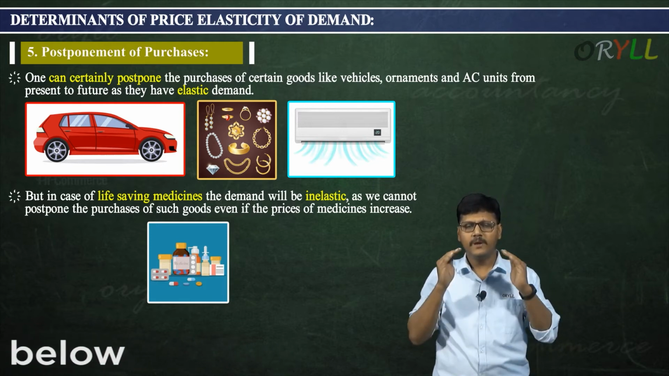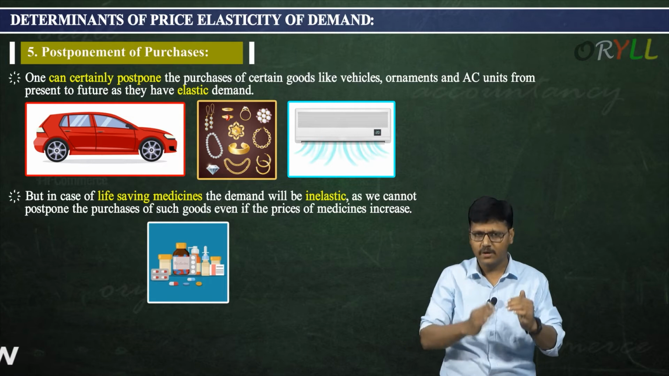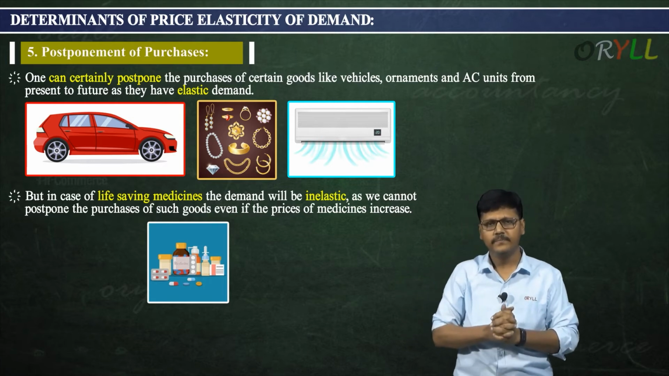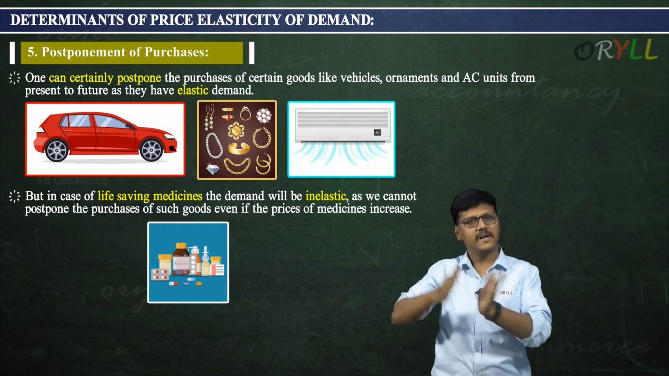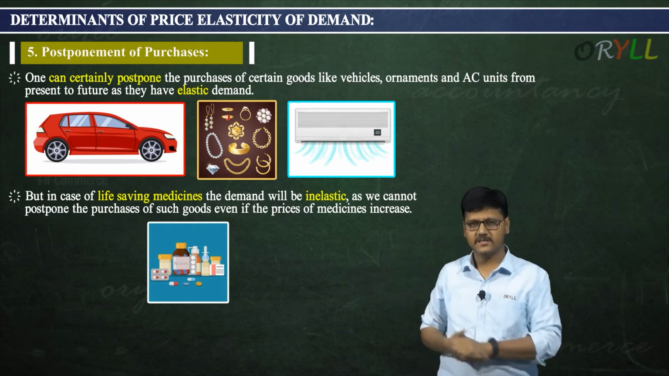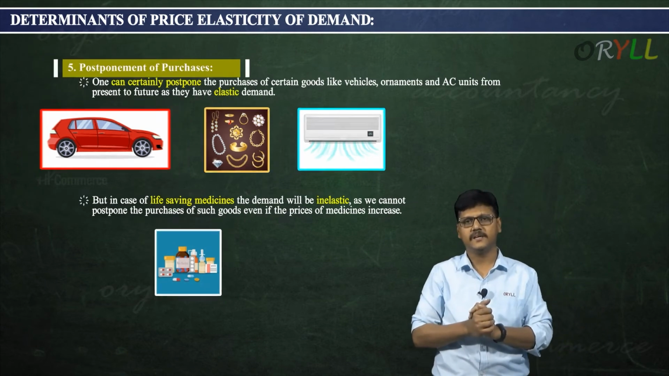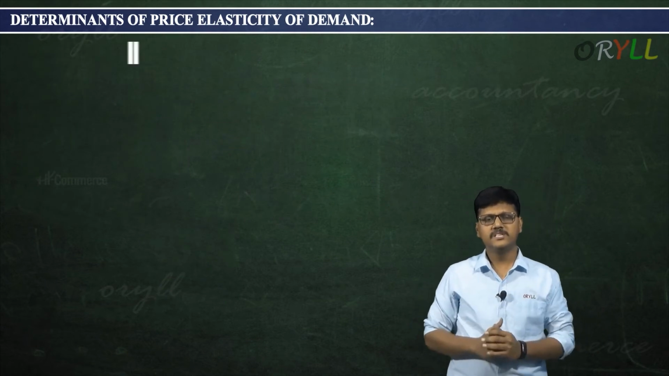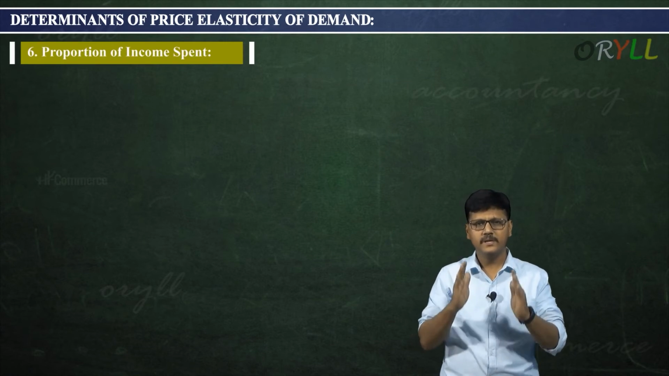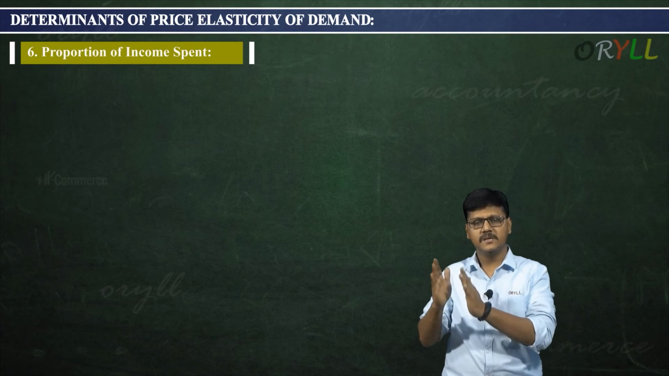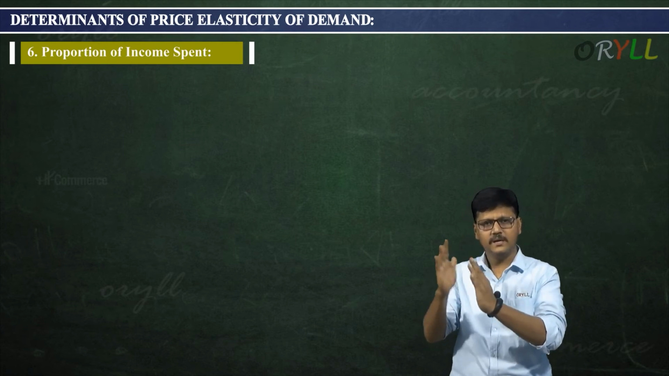It means when a commodity's want cannot be postponed, then demand is inelastic. What have we observed? When a want cannot be postponed, demand is inelastic. When a want can be postponed, it is elastic. Now, the sixth point is proportion of income spent. Proportion of income spent also determines whether demand is elastic or inelastic.